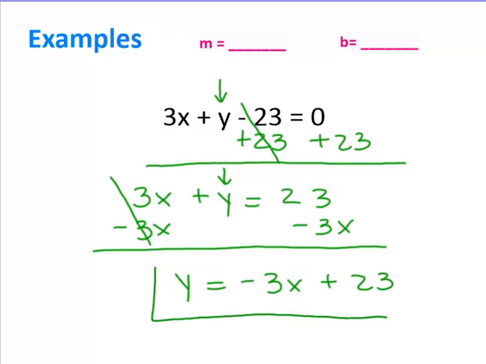Now in this situation, I did not need to divide by anything because there was no coefficient in front of the y. So my slope is -3 and my y-intercept is 23.